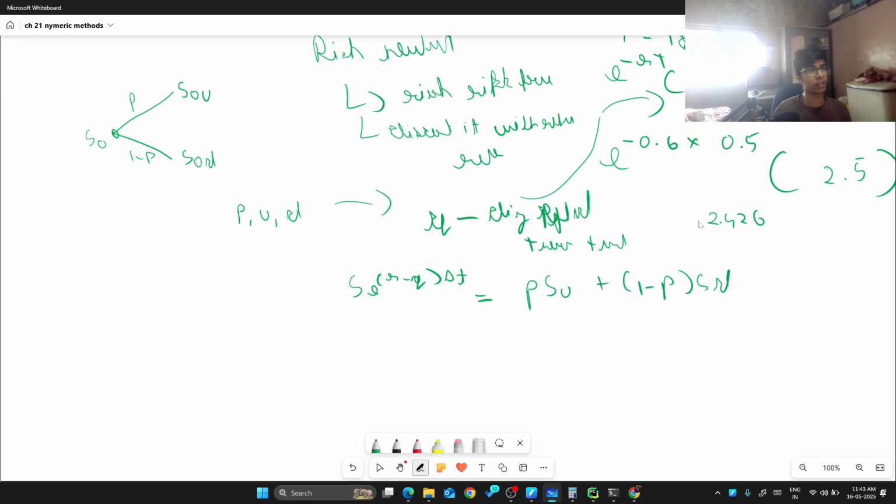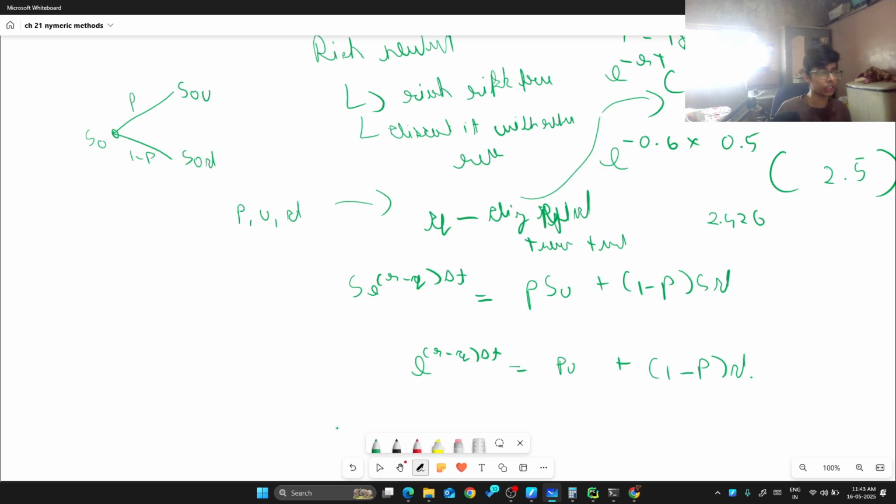And we know that from this formula, and then if we cancel out S, the final formula is e to the power (r minus q) delta t equals p u plus (1 minus p) d. So probability of up plus 1 minus p, probability of down.